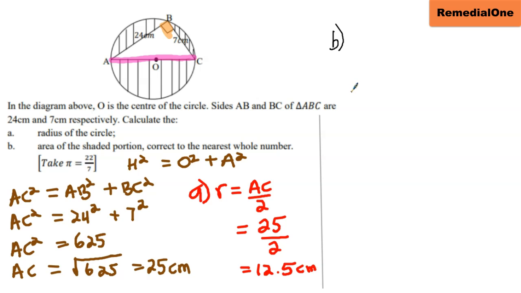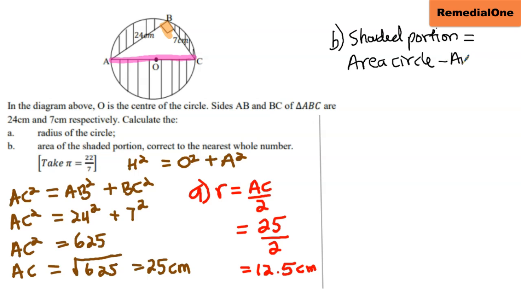As we are answering B, we have two shapes here. We have a circle and we have a right triangle. So the shaded portion, for us to find that, is going to be the area of the circle with center O minus the area of the triangle ABC.